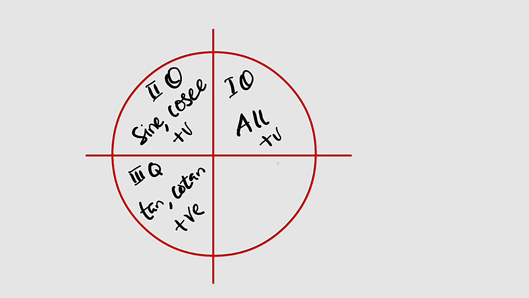And lastly, you can see that only this leg is positive in the fourth quadrant, which depends on x, right? Which is cosine. So only cosine and secant are positive here.